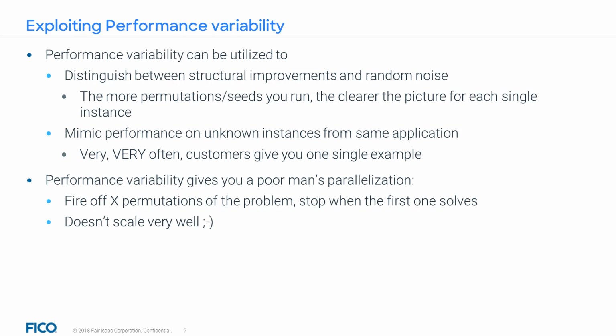As you can imagine, permuted instances can be used to blow up a small test set to improve the chance that performance variability effects cancel out. Another use of performance variability, very important in commercial software development, consists in imitating performance on unknown instances from the same application. This might be necessary because, very often, customers only provide one single example, although developers always ask for as many examples as possible. Indeed, the more examples are provided, the better the recommendations that can be given.